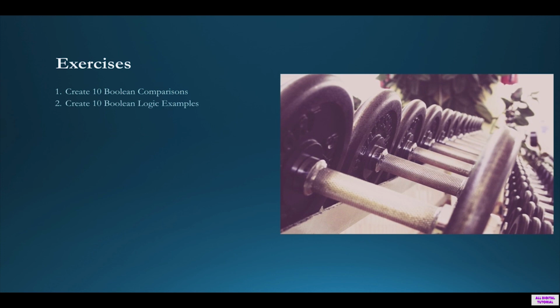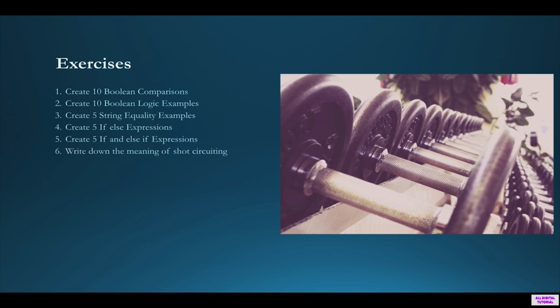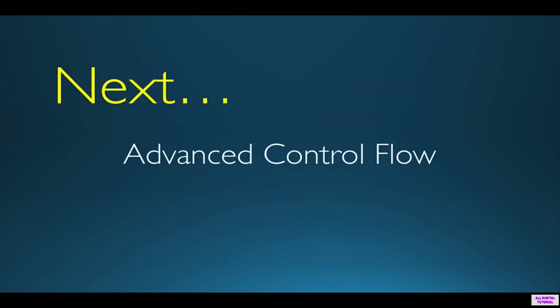Next, go ahead and create 10 Boolean logic examples. So you can use the and or operators. Create 5 string equality examples. Create 5 if-else expressions. Create 5 if and else if expressions. Write down on a piece of paper the meaning of short-circuiting. Write down on a piece of paper the meaning of scope. Create 5 while loops. Create 5 do-while loops. And break out of the while loops that you have created.